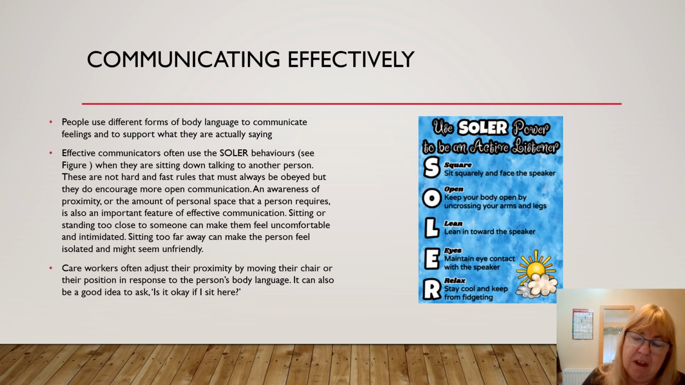Care workers often adjust their proximity by moving the chair to the person. But before you do that, do remember to check that they want you there. You know, they might not be in the mood and they might just say, yeah, can you come and talk to me in half an hour? I'm a bit upset at the moment. So just say, is it okay if I sit down with you? Can I talk to you for a little bit? You know, do check in with people. We are not all in the mood to chat. And when we're not, then when someone's forcing themselves on us, it makes it quite difficult.